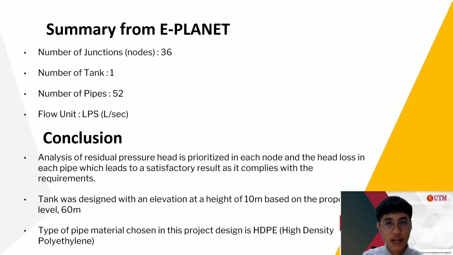The tank was designed with an elevation at a height of 10 meters based on the proposed level, which is 60 meters. The type of pipe material chosen in this project design is high-density polyethylene. So the overall design fulfills the requirement and can be used for the proposed project.